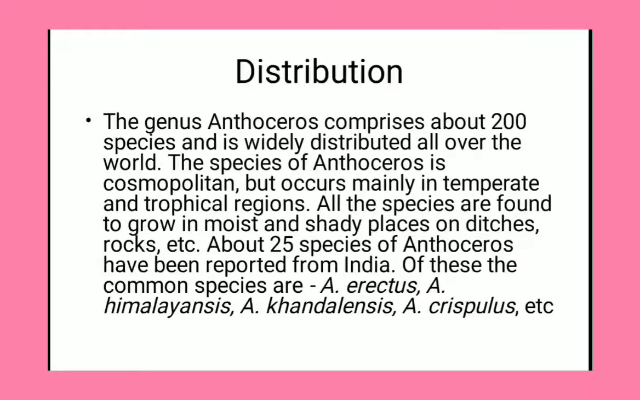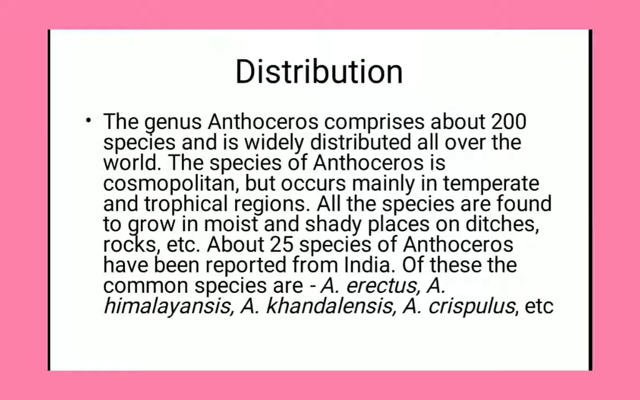Then, distribution. The genus Anthoceros comprises about 200 species and is widely distributed all over the world. The species of Anthoceros is cosmopolitan. The genus is found in India, but occurs mainly in temperate and tropical regions. All species are found to grow in moist and sandy places on detached rock.